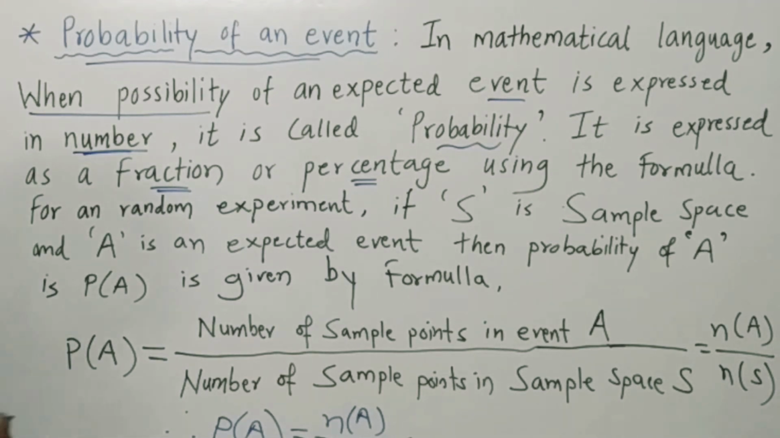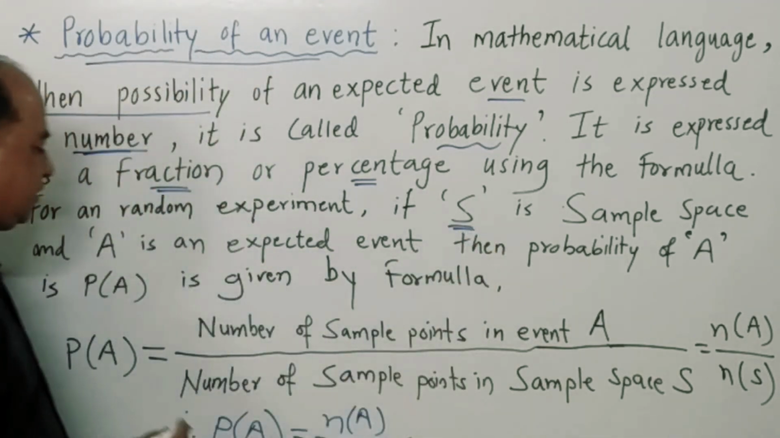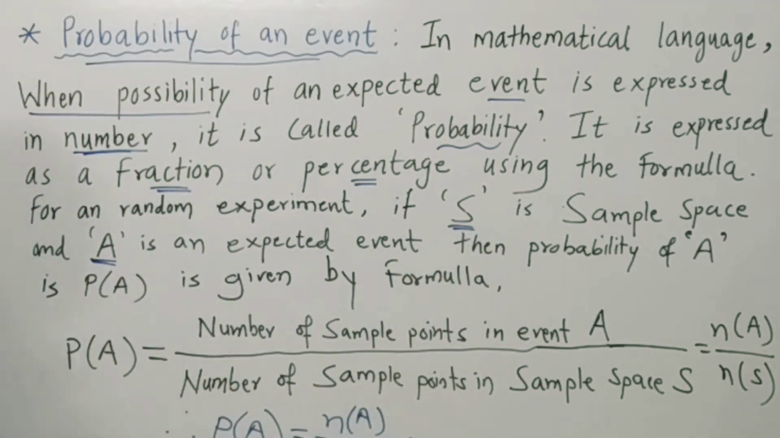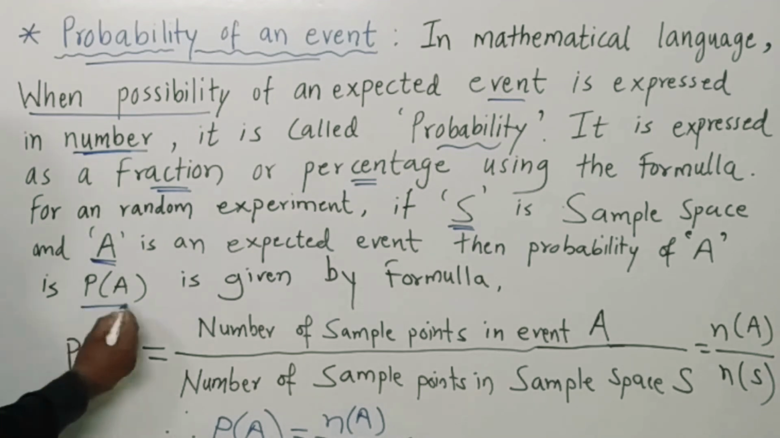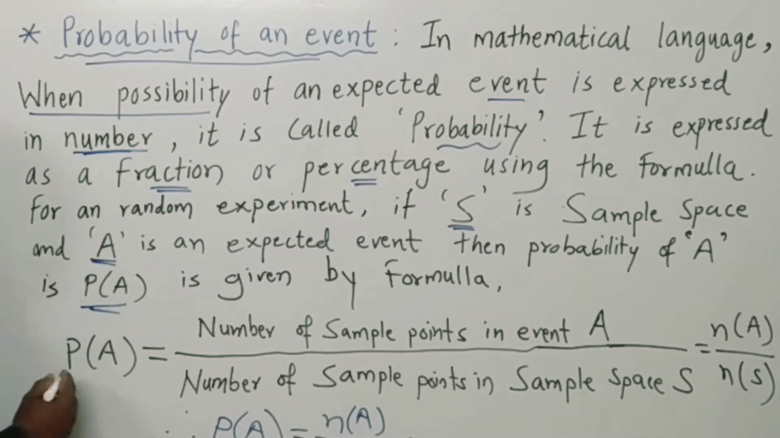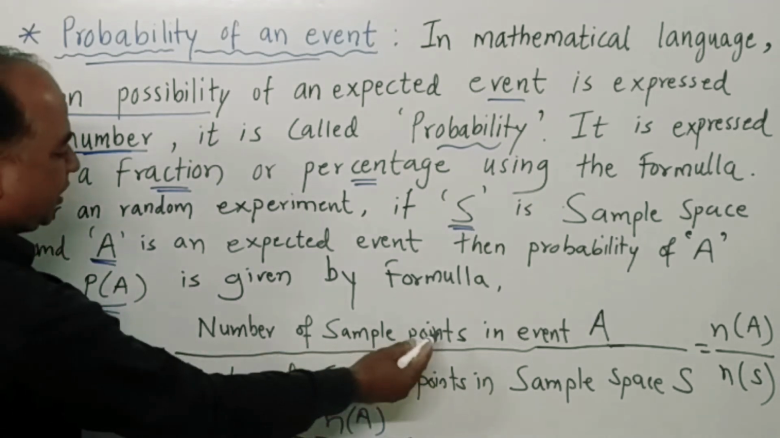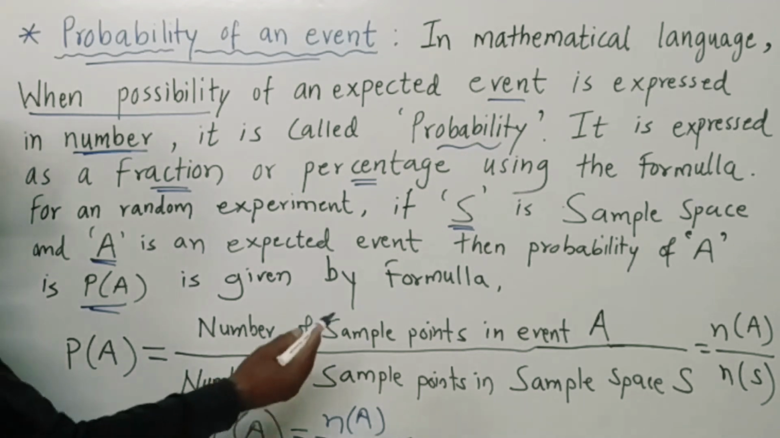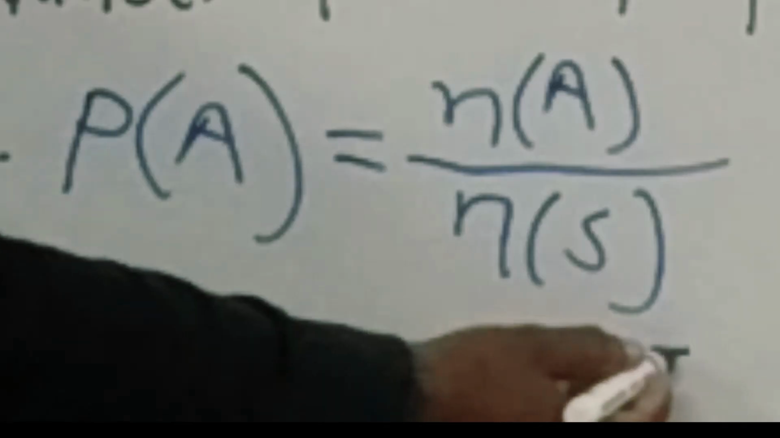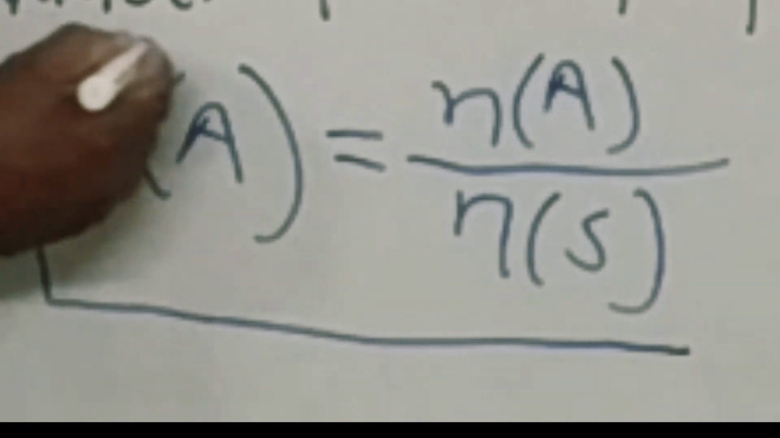For a random experiment, if S is the sample space and A is the expected event, then the probability of A is given by the formula: P(A) = n(A) upon n(S), that is, the number of sample points in event A divided by the number of sample points in sample space S.